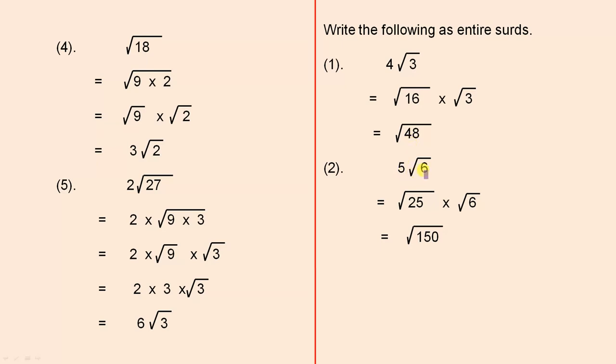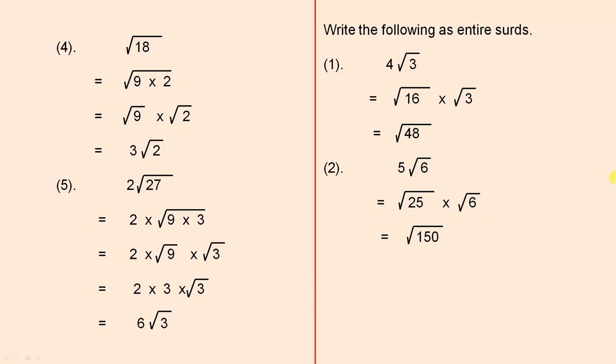5 the square root of 6. We know that the square root of 25 is 5, so 5 can be written in this way. Okay, so that's actually the square root of 25 times the square root of 6. We're allowed to multiply the 25 and the 6 together, as we've seen earlier, so that gives us the square root of 150.